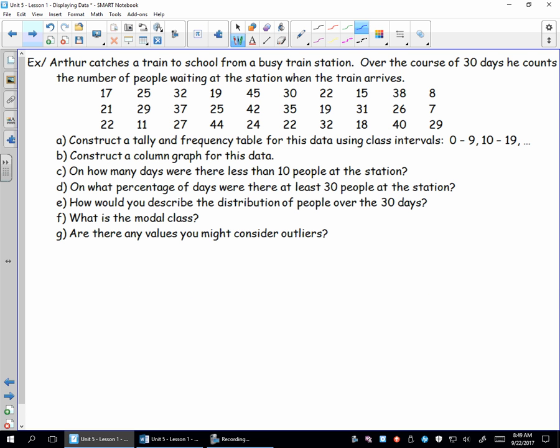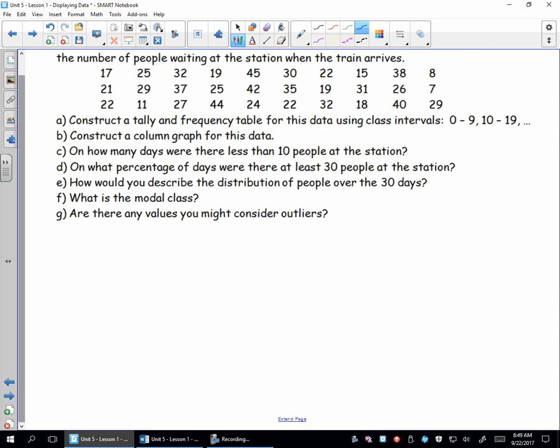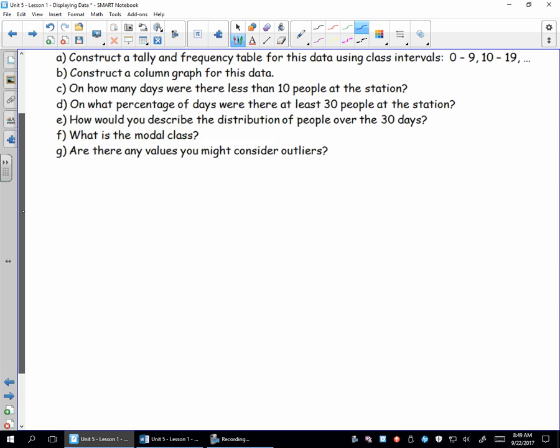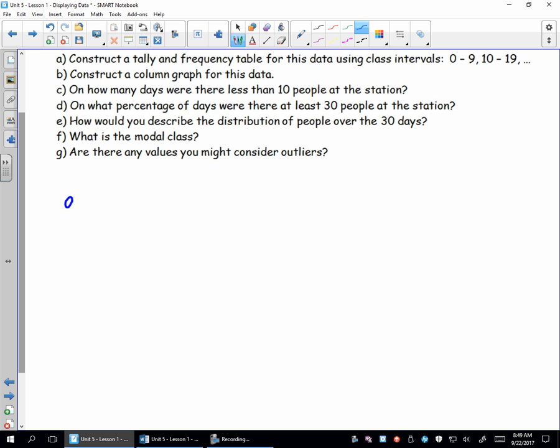So we're going to look at an example, just one today. We're going to put all this stuff together just to get some basic ideas about organizing and displaying data. So we have Arthur. He catches a train from a busy train station. Over the course of 30 days, he counts the number of people waiting at the station when the train arrives. So I want to do some things. I want to construct a tally and frequency table for this data using, and then tell us the intervals here, 0 to 9. So I need to do interval.